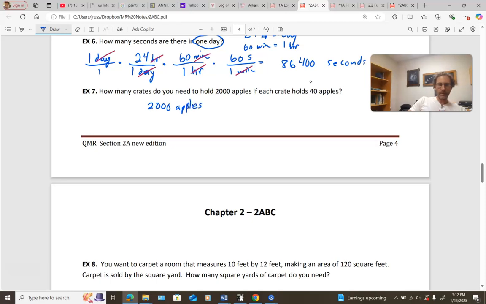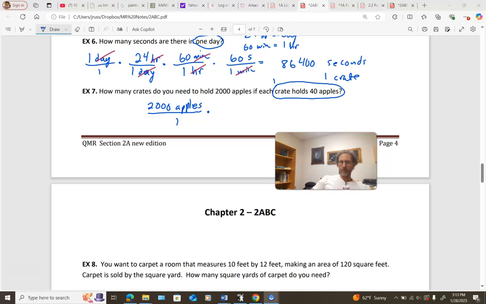That's my unit, okay? I'll put this over 1, and we're going to multiply it by a conversion factor. Now this one's a little tricky. The conversion factor is right here when it tells you that 1 crate holds 40 apples. What that means is that 1 crate is equal to 40 apples, essentially.